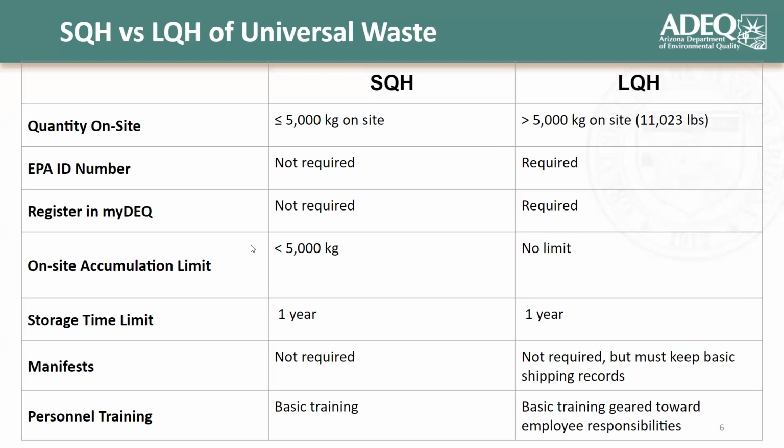So if a facility is accumulating more than 5,000 kilograms, which is approximately 11,000 pounds, the facility would be classified as a large quantity handler of universal waste. If so, the facility would need to obtain an EPA ID number if they don't already have one, register in MyDEQ, and keep basic shipping papers for 3 years. Additionally, for both small and large quantity handlers of universal waste, they must provide trainings to their employees and can only store universal waste on site for 1 calendar year.